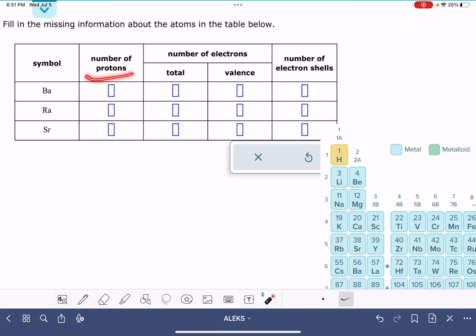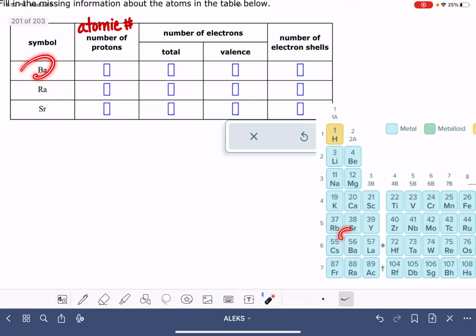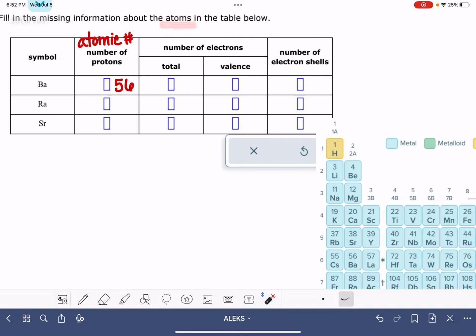So first of all, the number of protons is the number given to us on the periodic table as the atomic number. So to find the number of protons, we just need to simply find that element on the periodic table. Barium is located right here, and that number, 56, is the number of protons in that element. Now for any atom, and this problem is telling us that these are atoms, the total number of protons is equal to the total number of electrons. So for an atom, the atomic number is also going to be the total number of electrons.